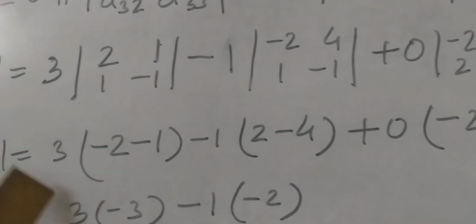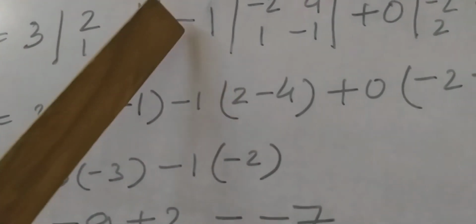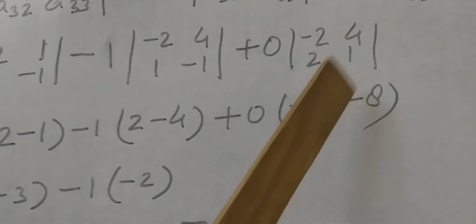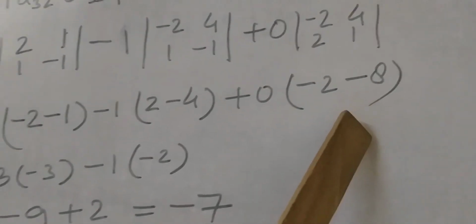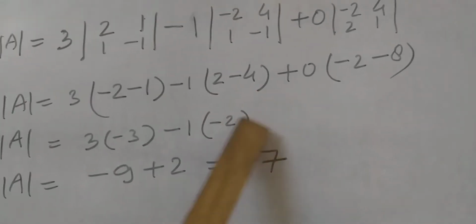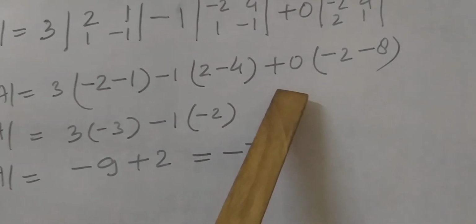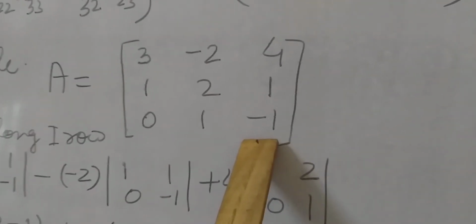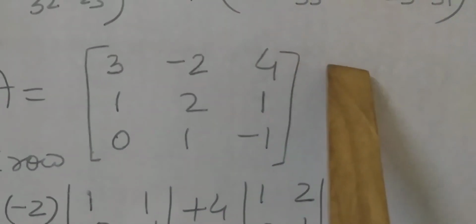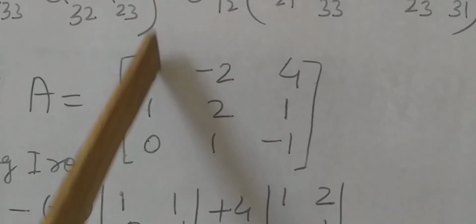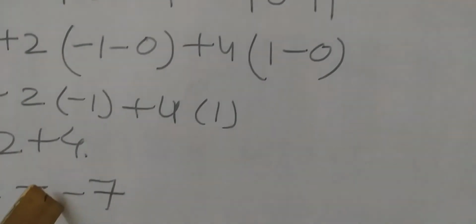Now let us solve. 3 into minus 3 is minus 9. Minus 1 into minus 2 is plus 2. The last term is 0, so we don't need it. So minus 9 plus 2 is minus 7. I have solved this example by 3 methods, student. First, expanding it along the first row, then along the second row, then along the first column. And every time we have got the same answer.